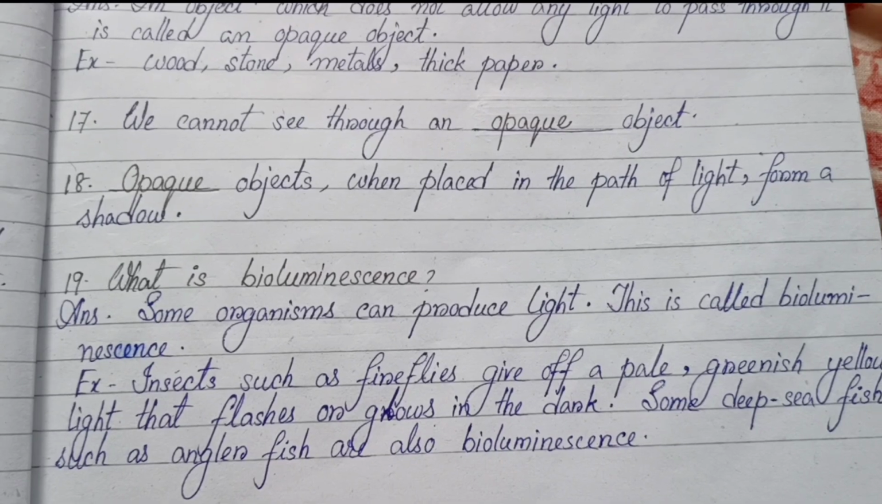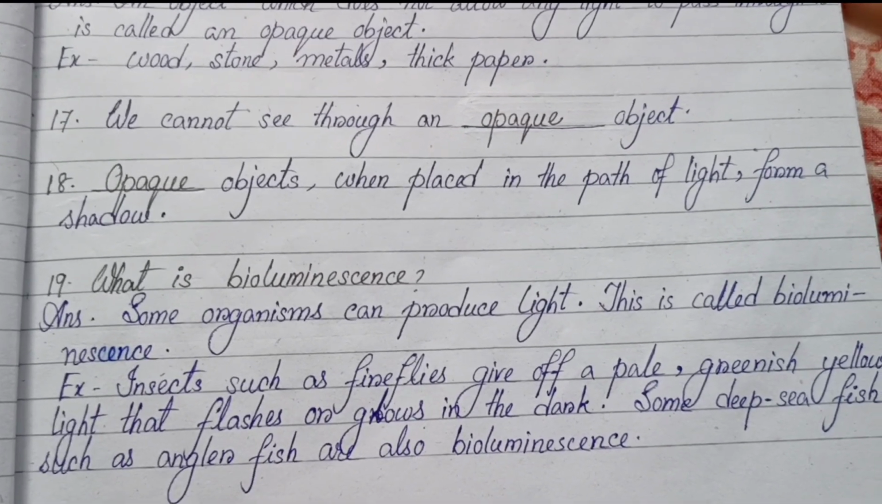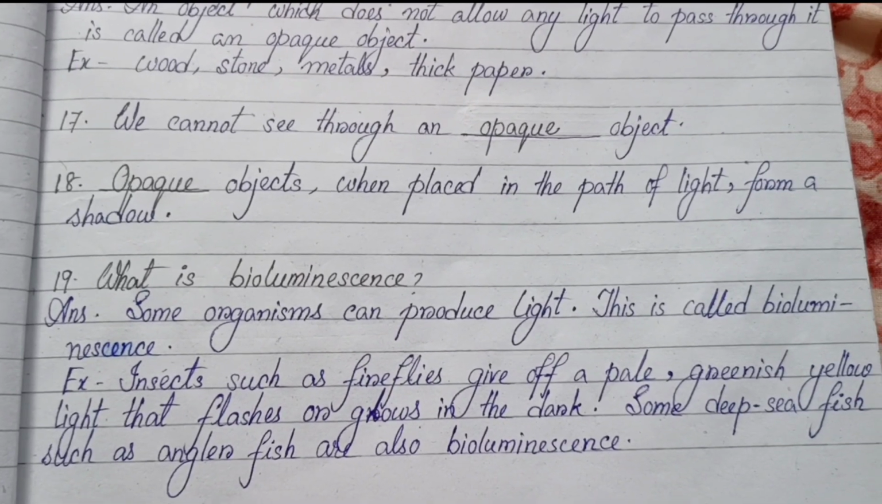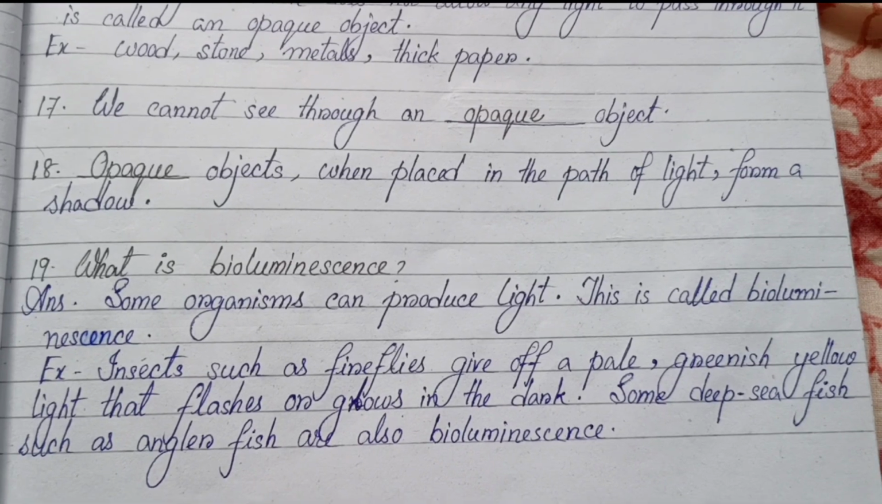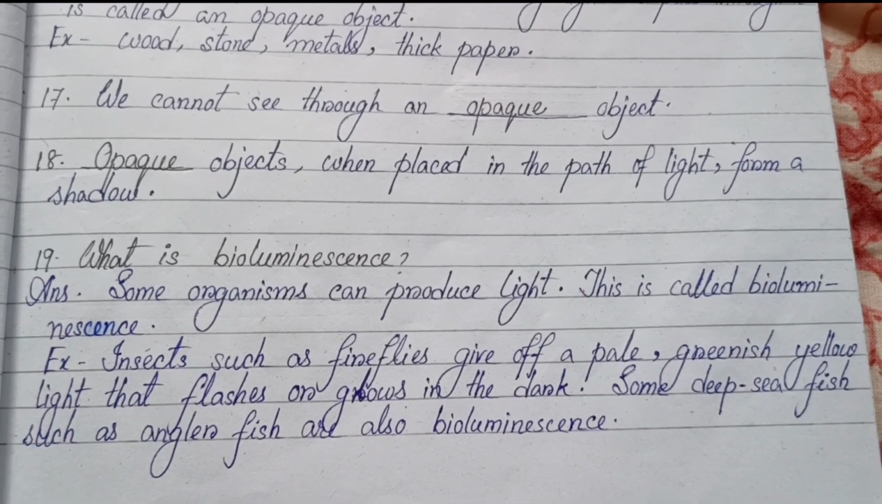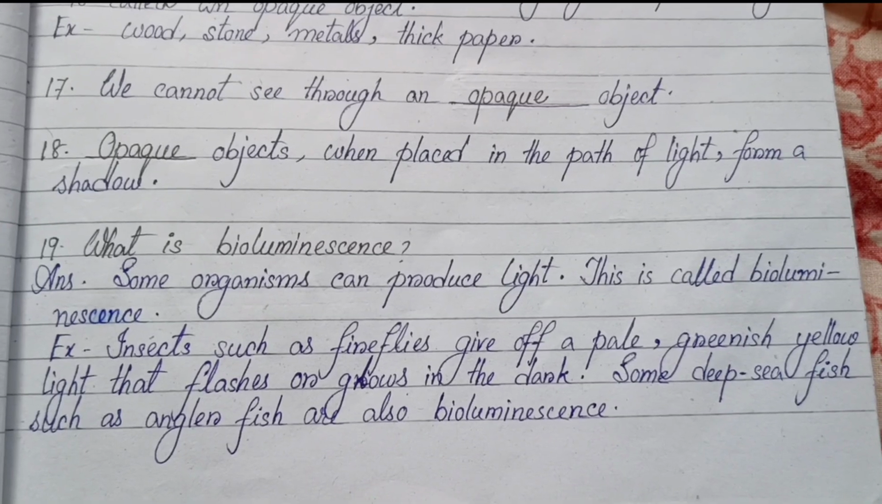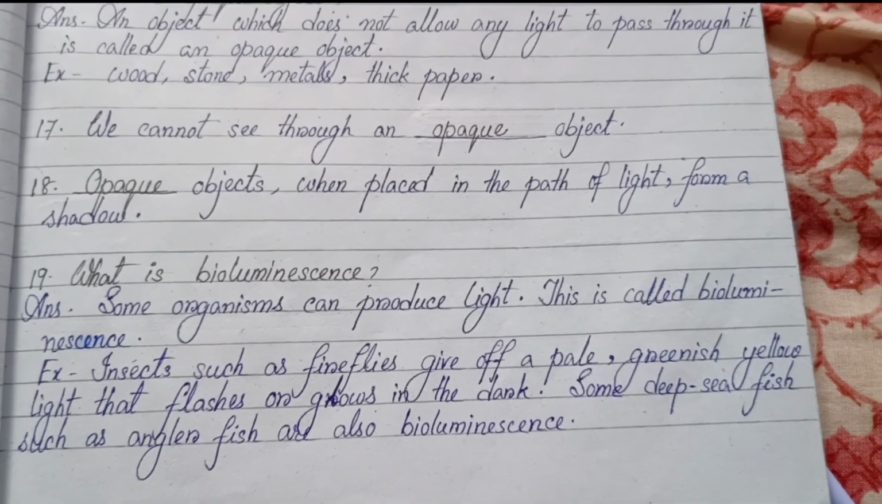Number 19, what is bioluminescence? Well, some organisms can produce light. This is called bioluminescence. Example, insects such as fireflies give off a pale greenish yellow light that flashes on or glows in the dark. Some deep sea fish such as anglerfish are also bioluminescent.